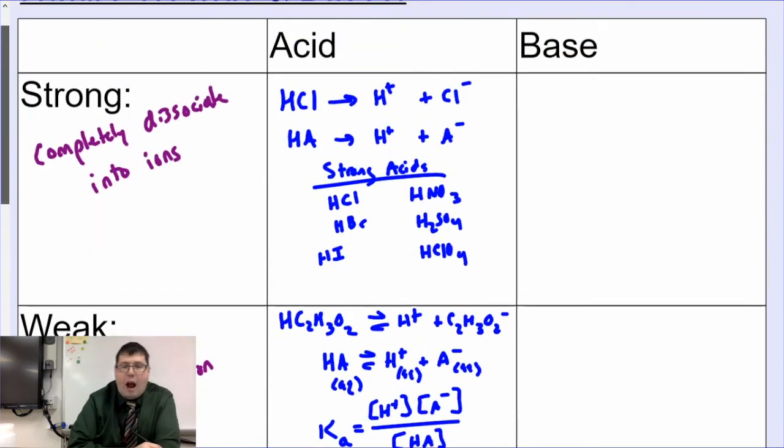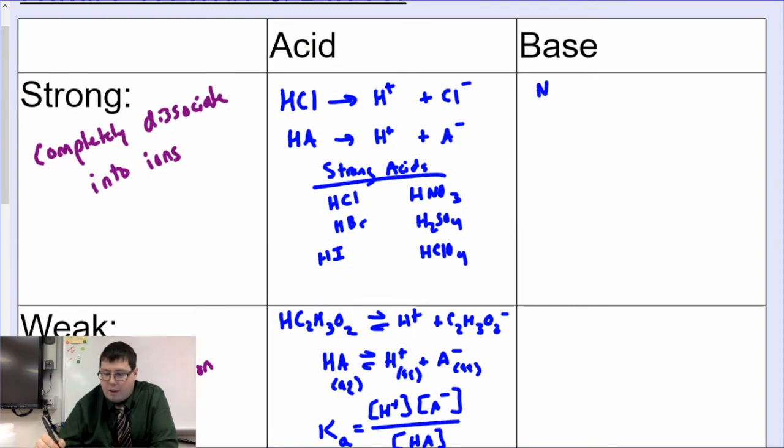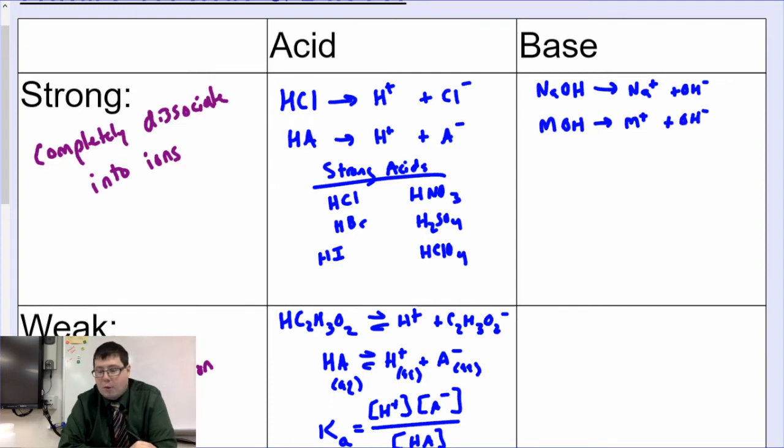For bases, a common base that we know might be something like sodium hydroxide. And again, that will dissociate, if it's a strong base, completely into sodium ions and OH-. So more generally, what you can see is that we're going to have some type of a metal, something like M, with OH, go to M+ and OH-. That's my general reaction for a base. The common strong bases that we're going to see are group 1 hydroxides.